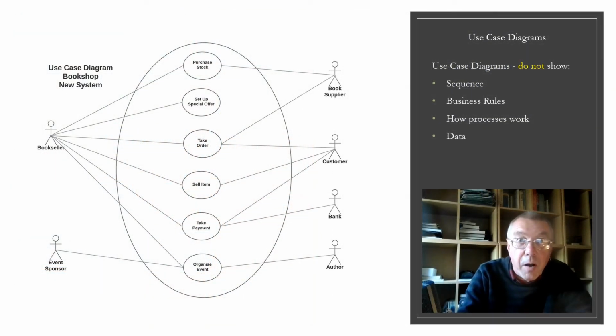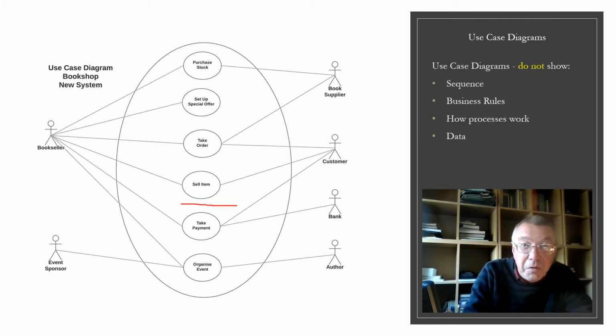A use case diagram deliberately shows a high level view of a system without all of the detail, which is fine, but you do need to add detail in many cases. So use cases don't show sequence very well other than by inference. Sometimes there are sequences of events that need to be shown. They don't show business rules particularly well. What I mean by business rule, for example, is when you sell an item, do you always take payment right away, or can you issue invoices?